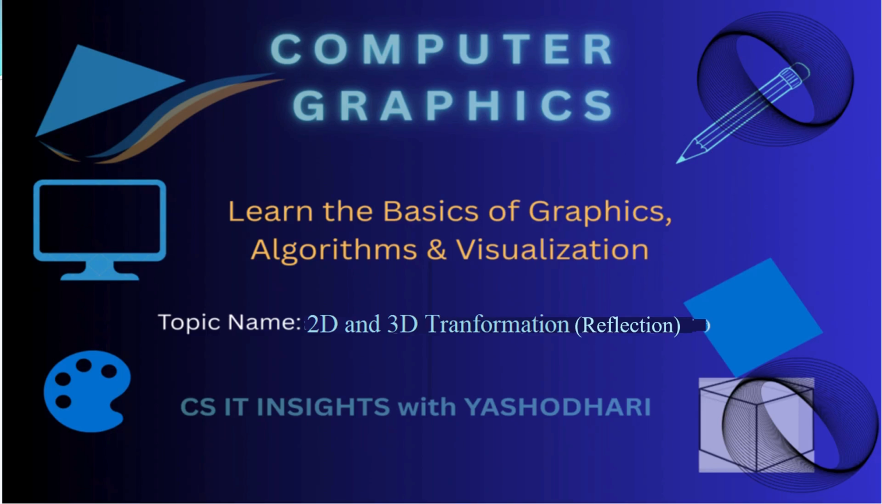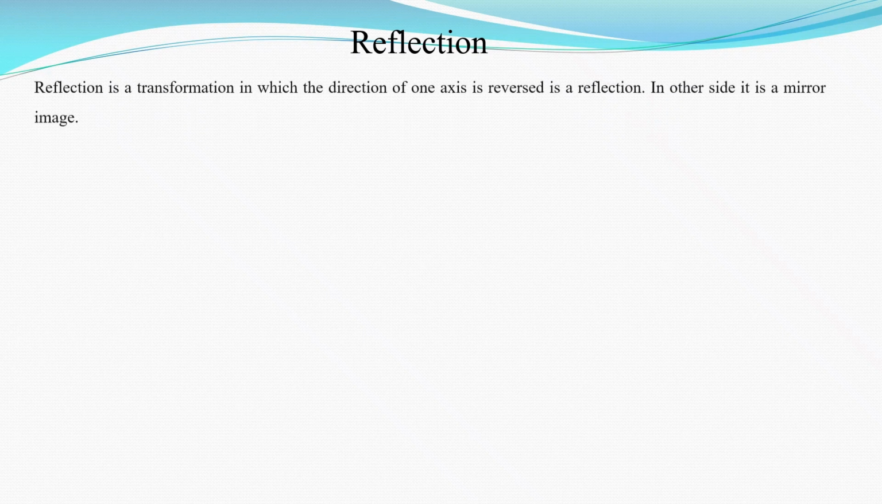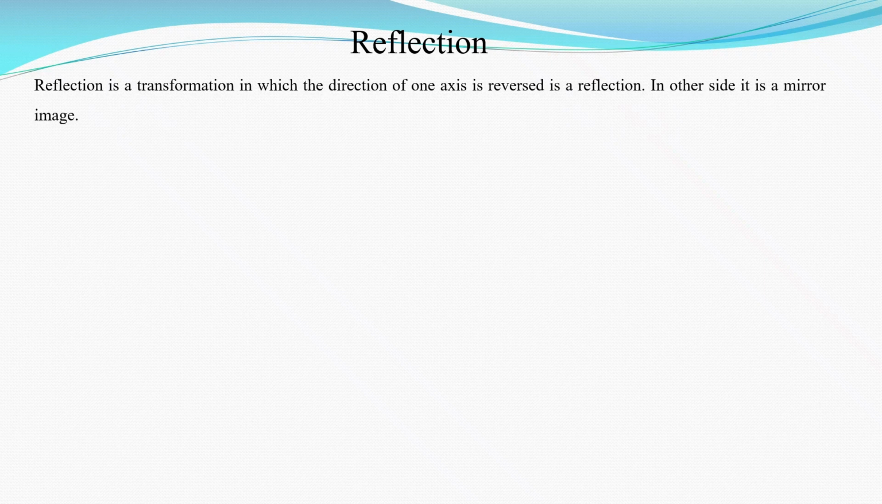In this video, we learn about reflection, a 2D transformation. Let's start. What does reflection mean? It gives a mirror image of a given object. What is a mirror image? It is a transformation in which the direction of one axis is reversed. That is called a reflection.